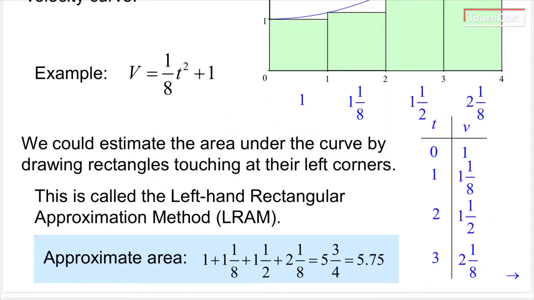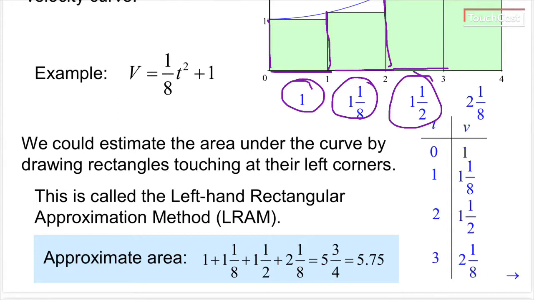So each one of these rectangles is 1 space wide. So 1 times 1 makes an area of 1. Here, a width of 1 times a height of 1 1/8 makes a total area of 1 1/8. Here, a width of 1 and a height of 1 1/2 makes a total area of 1 1/2. I'm going to add up all these areas. I'm going to get an approximation for the area under the curve, which is 5.75.